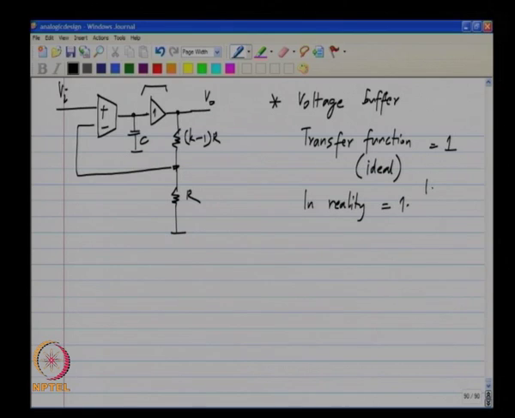It will be 1 times 1 plus S by Z1, and it could have multiple zeros, also it could have multiple poles. Okay. Now, the exact transfer function depends on the details of the circuit that is used to implement the buffer.